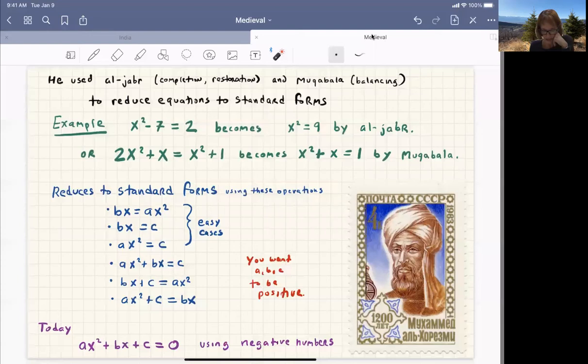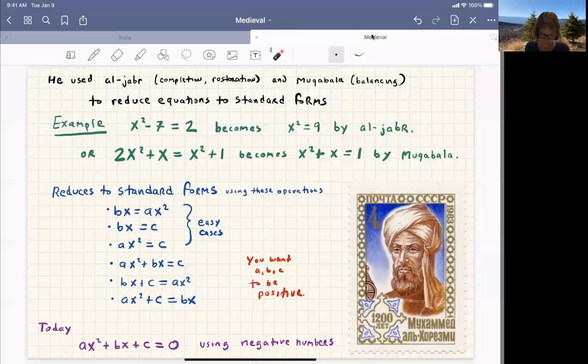So what he did was he used algebra, meaning completion or restoration. So think of completing a square, for example, and muqabala, balancing. So when we think about solving algebraic equations, we might think of adding or subtracting something from both sides in order to reduce equations to standard forms.